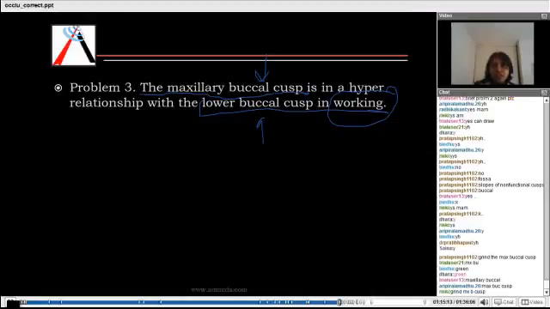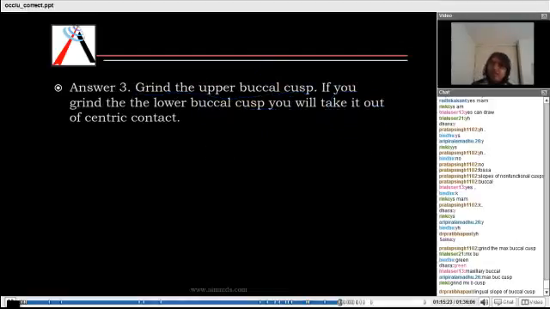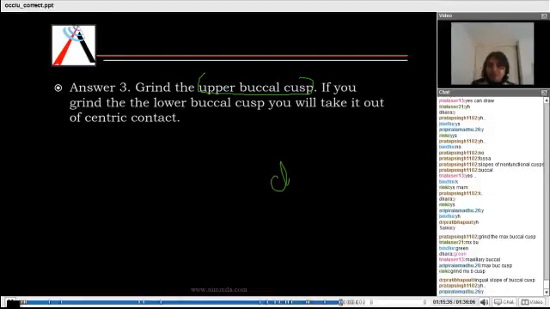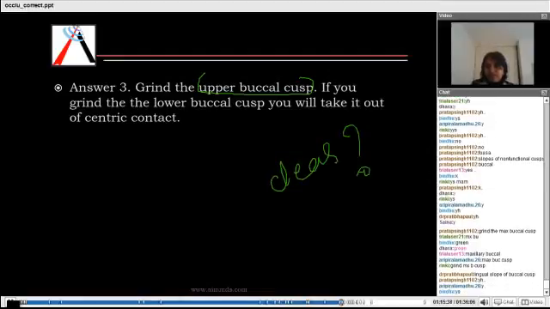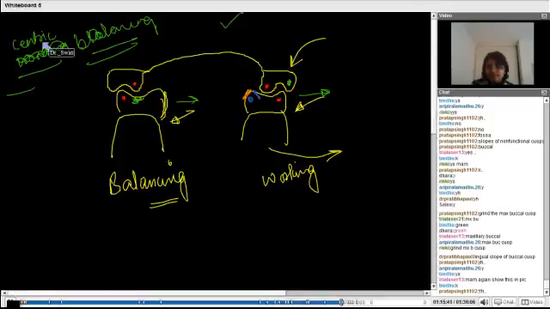Let's go back and check the question again. The maxillary buccal cusp is in hyper relationship with the lower buccal cusp in working. So it's only talking about one thing. So yes, we are grinding the green dot, that is the maxillary buccal cusp. So grind the upper buccal cusp. If you grind the lower buccal cusp, what will happen? Centric relation will be affected, isn't it? Clear?